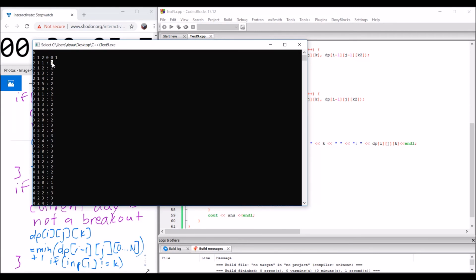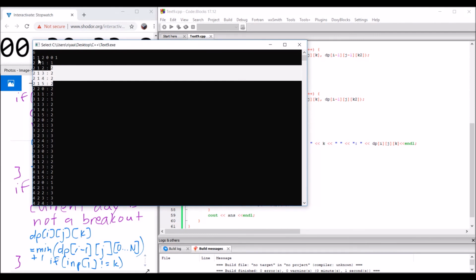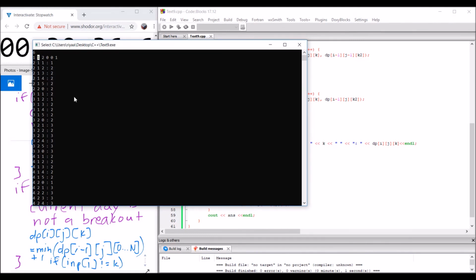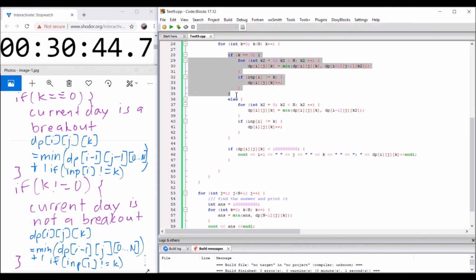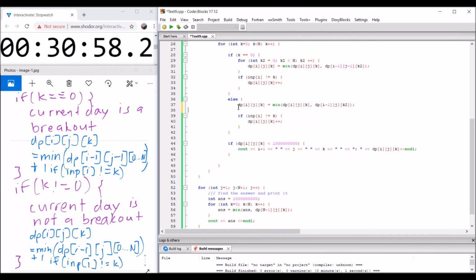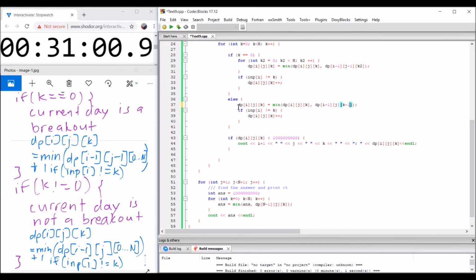Okay, if the first one is a 1, then yes, that's exactly one change. If it's anything else, then oh, you know what? I just realized there's a bug in the code. If the current value is 0, yes, the previous value can be any value of k2 from 0 to n. But if we're not starting a new breakout, the previous value must be from k minus 1 because it increases by 1 from the previous day.